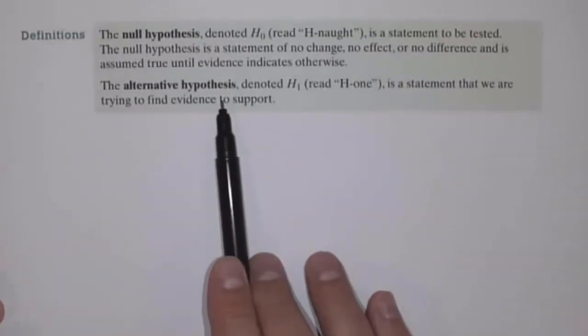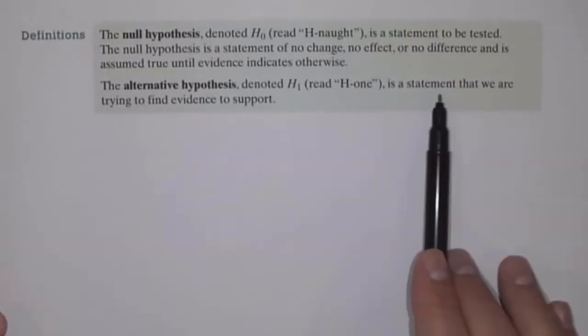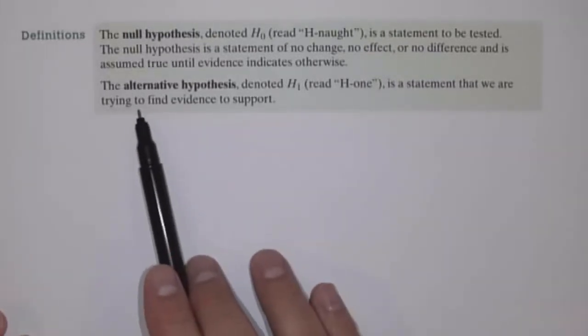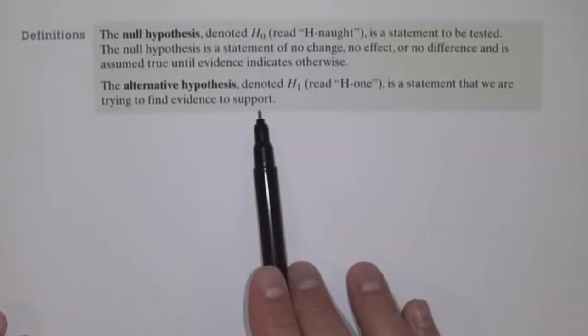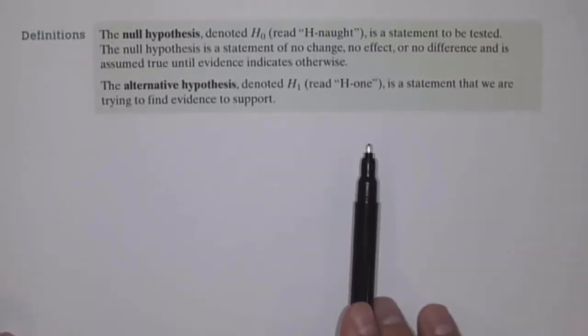And really, that's a little bit biased. So we don't want to be biased. Basically, the alternative hypothesis is a statement that would be true if the null hypothesis is found to not be true. So it's not really so much that we're trying to find evidence to support the alternative hypothesis. It's just what's true if the null hypothesis ends up not being true.